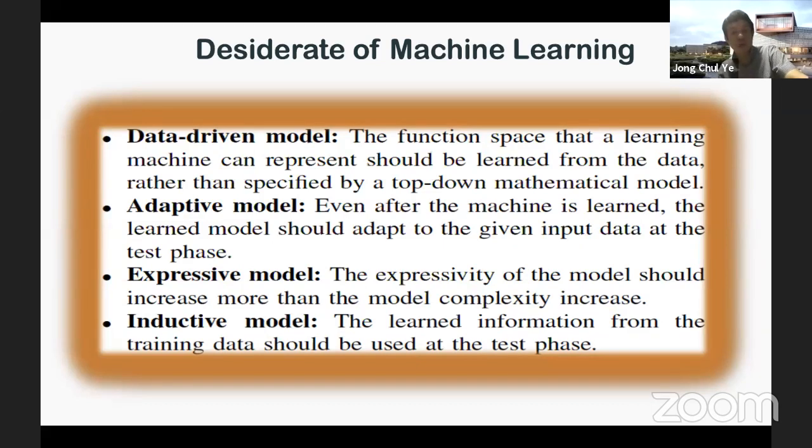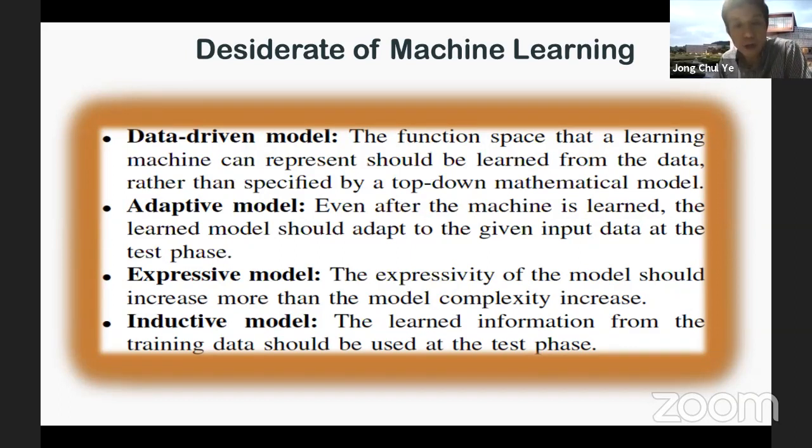And also, it should be an adaptive model. What we mean by that is, for example, even after you learn the model, the model should still adapt in the inference phase depending on the different input. And furthermore, maybe one of the most important parts is expressiveness. That means the model should be expressive enough to represent a large class of functions. So that should be the desired property.